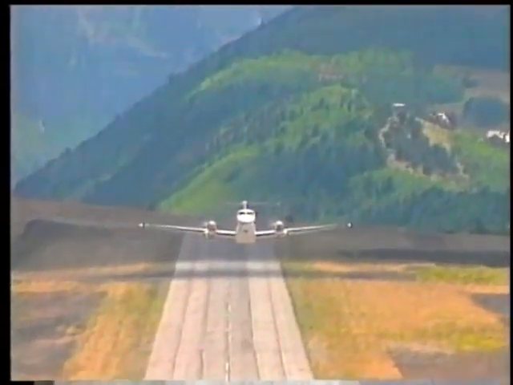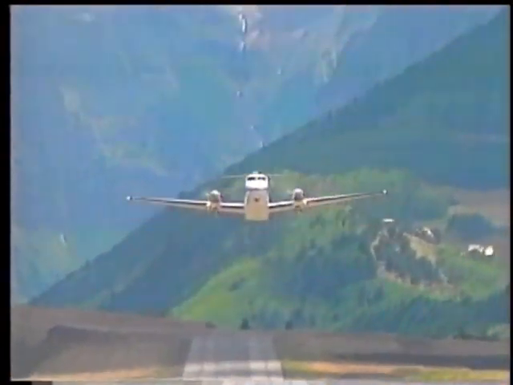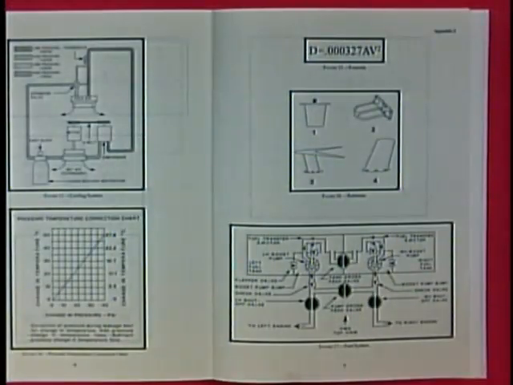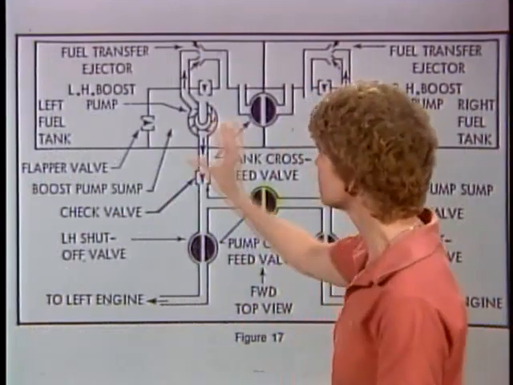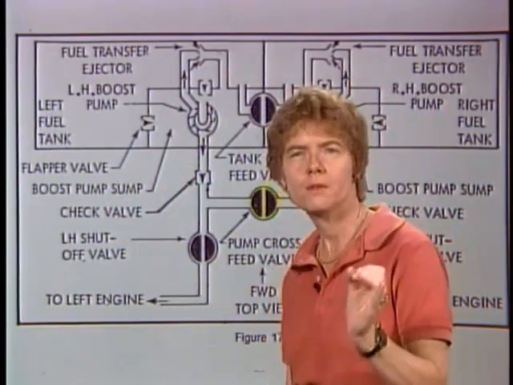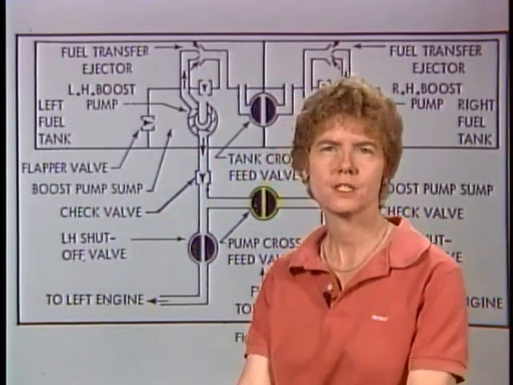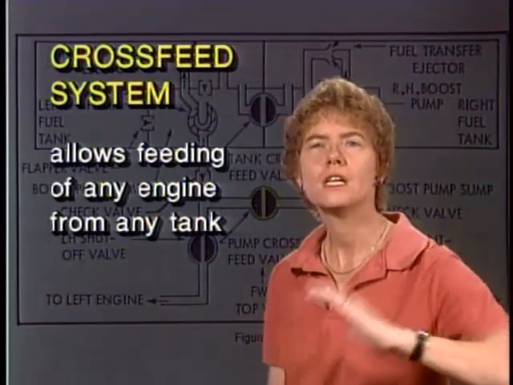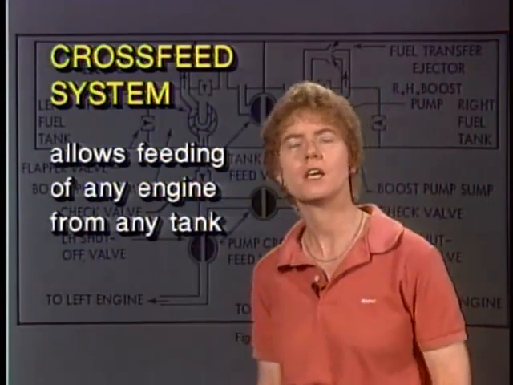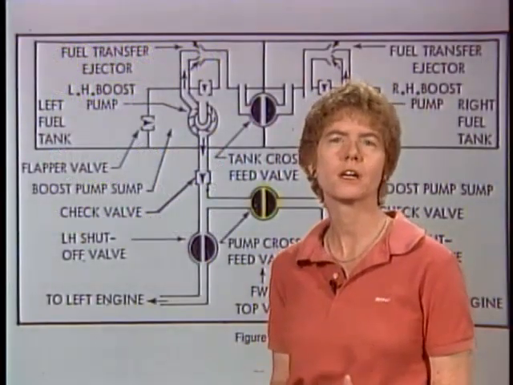If you have a multi-engine aircraft, what you're going to have is a fuel cross-feed system. So take a look in the FAA's Appendix 2 at Figure 17. And it shows the fuel cross-feed system on a twin-engine aircraft. The primary purpose of a cross-feed system is to allow you to feed any engine from any tank. You can feed any engine from any tank. That gives you a lot of flexibility.